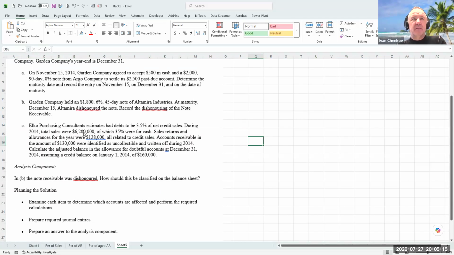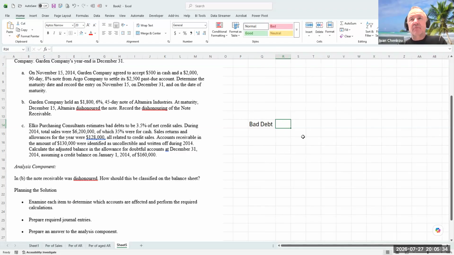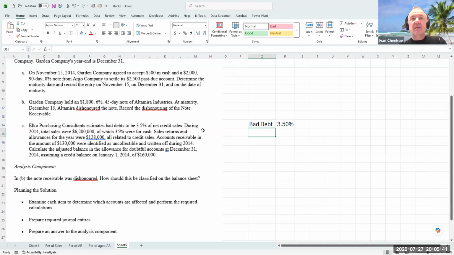So this company estimated the bad debt will be 3.5% of the net credit sales. That's how much they estimated of the net credit sales. So that will be simple. From this method, we're going to directly calculate the amount of the bad debt expense.